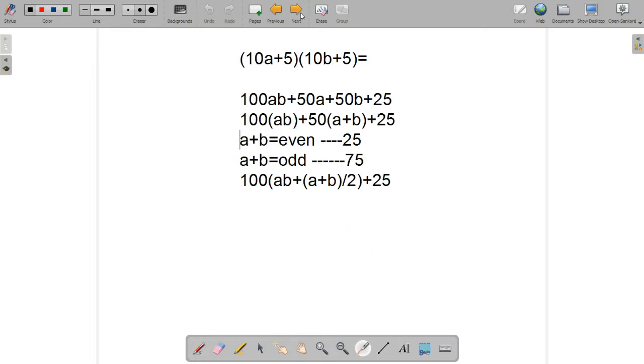Now we want to think of this in a general form. 10a plus 5 is your first number, and 10b plus 5 is your other number. They are two different numbers. Of course, it can be the same number, it doesn't matter, but this is a more general way of saying it. So now what happens when you multiply these two? Well, you get this long formula with 4 terms in it.